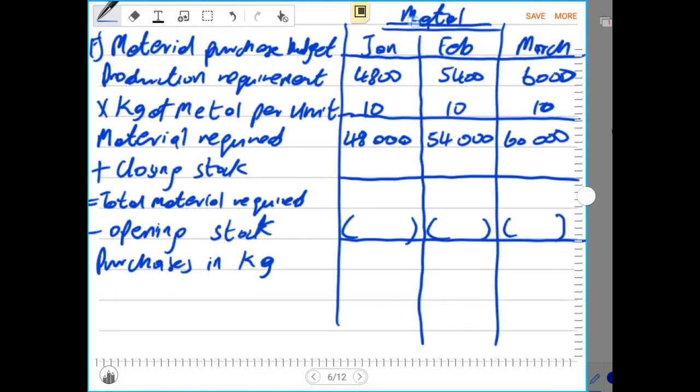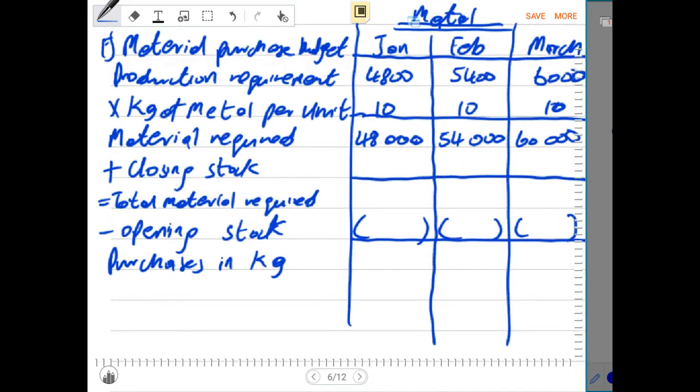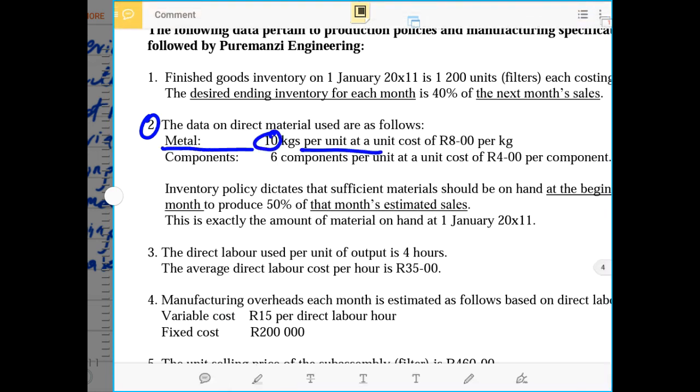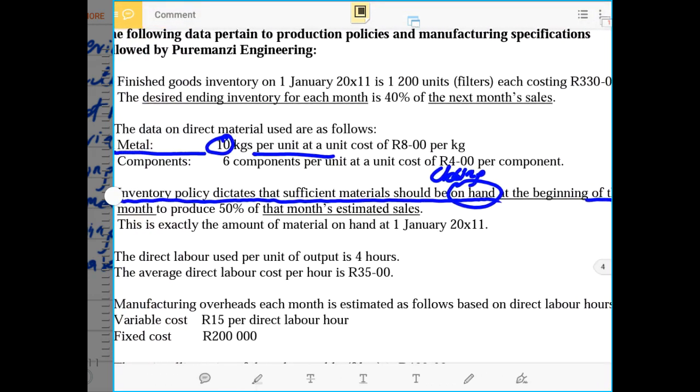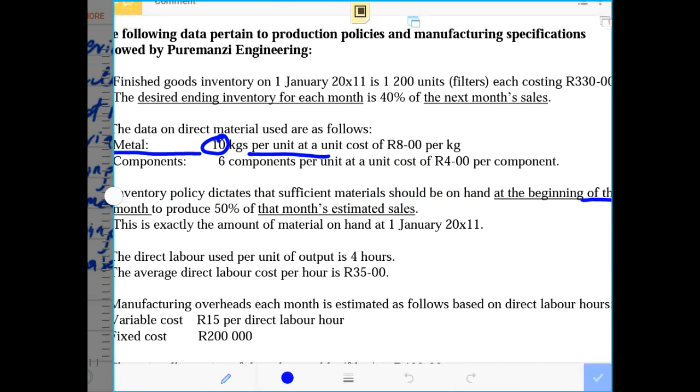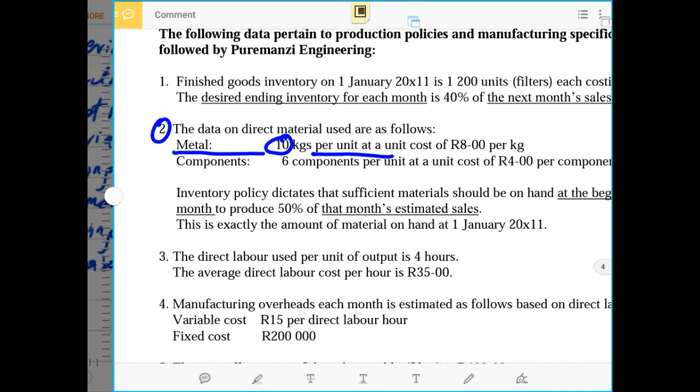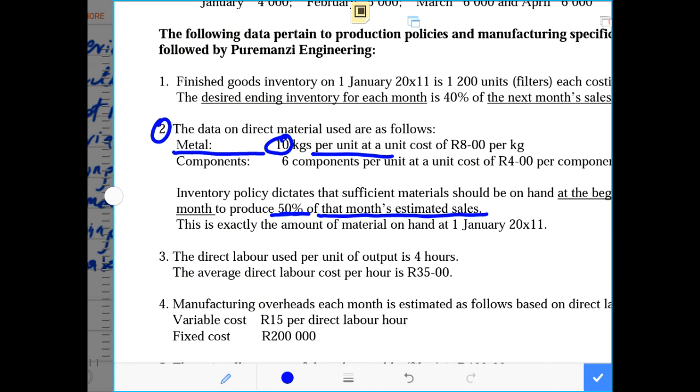So now let us check our closing, and there was an instruction in terms of how to calculate the closing, and I think also the opening. The policy said that inventory policy dictates that sufficient material should be on hand. Remember, on hand means closing. Sufficient material should be kept on hand at the beginning of the month, to cover 50% of that month's sales or estimated sales.